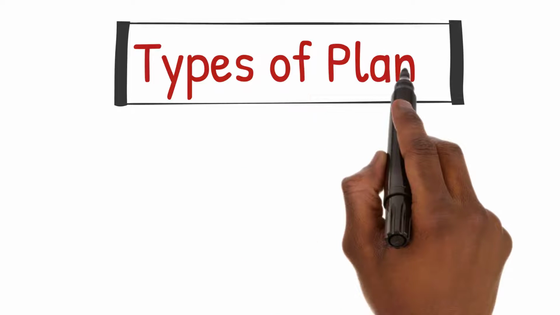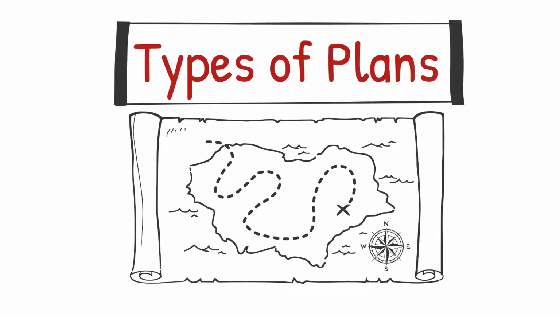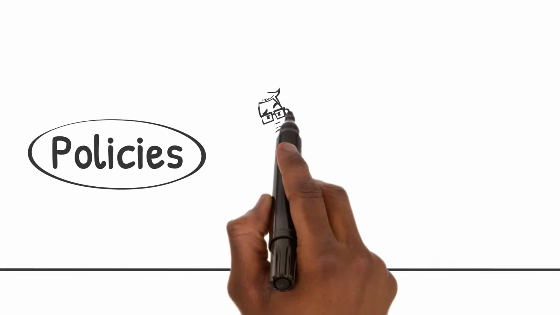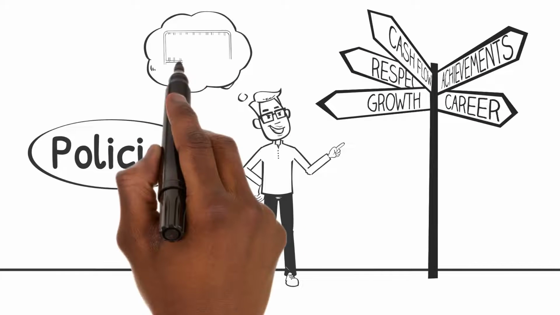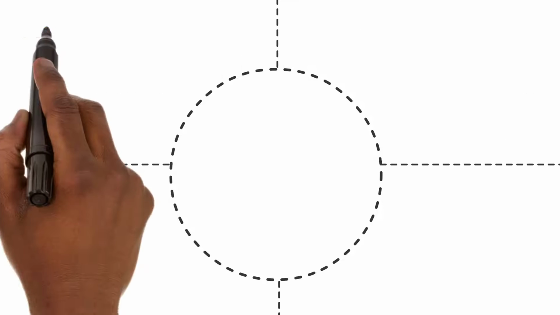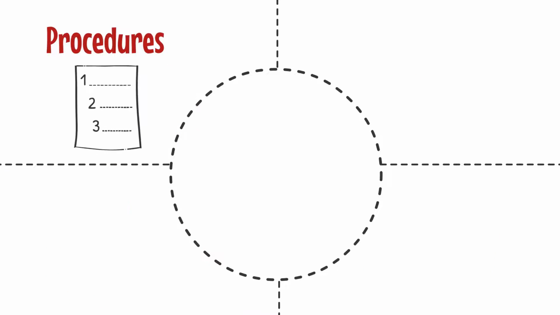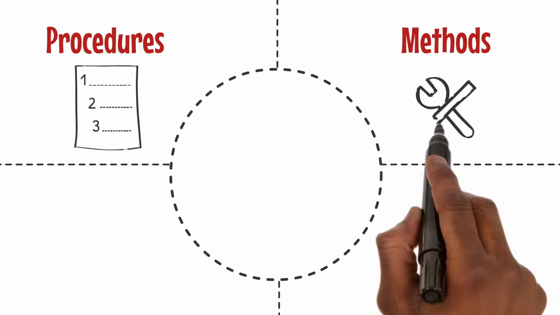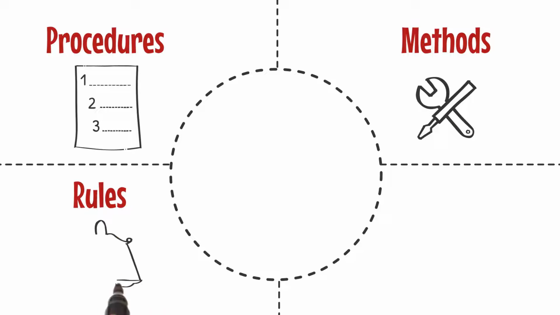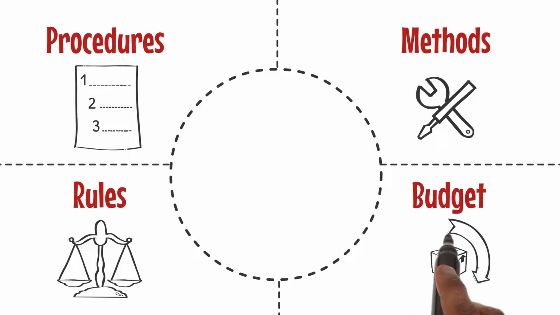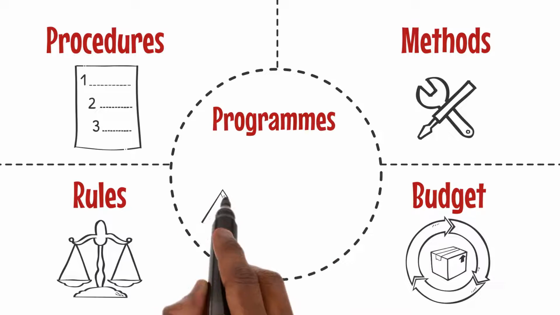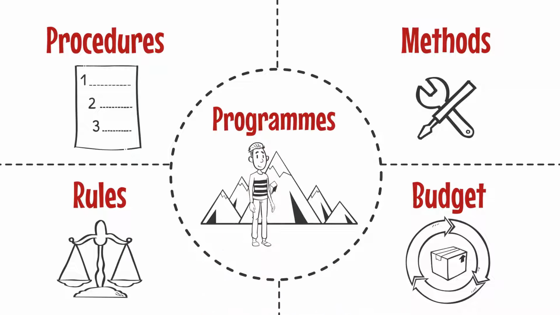Now let's talk about the diverse types of plans. Goals are like treasure maps. Policies guide decision-making, while strategies are secret plans to overcome obstacles. Procedures are like recipes. Methods are tools for dreaming. Rules are like game rules, fair. Budgets aid resource management. Finally, programs are our exciting future adventures.